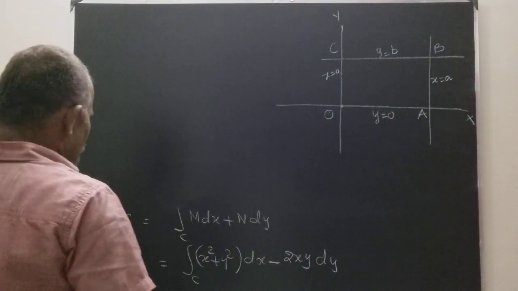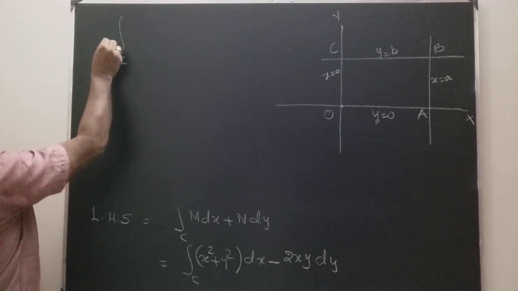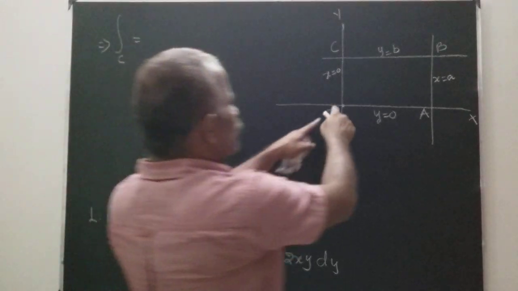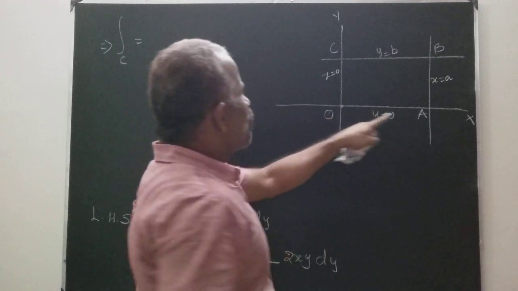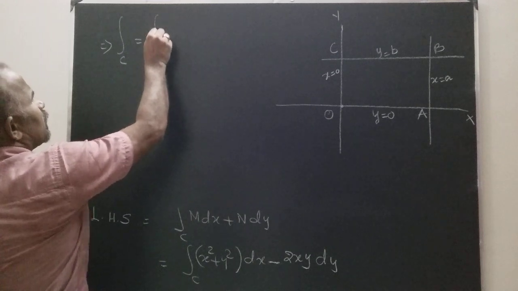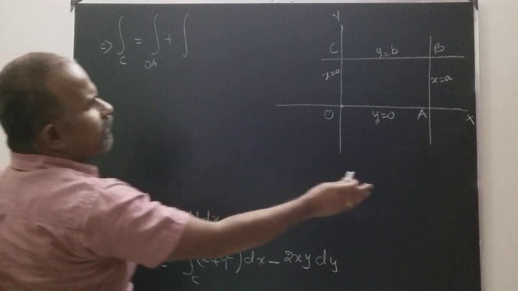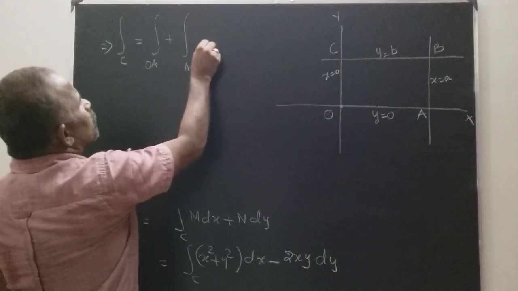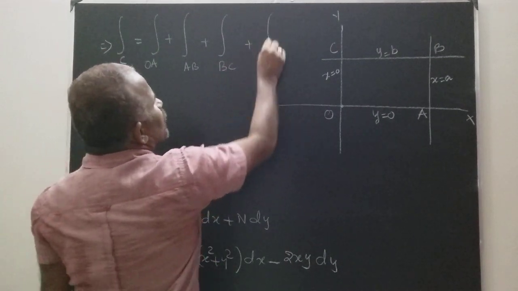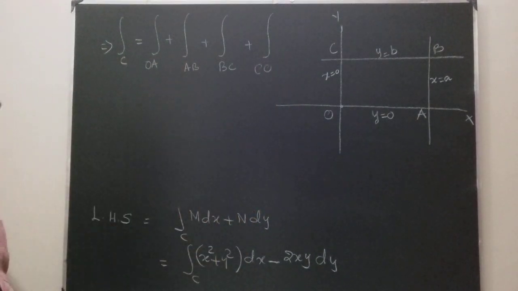This is the rectangle. Now we are going to calculate the integral over the rectangle C, which is a line integral. So we have to find the line integral over the rectangle OA, AB, BC, CO. So this integral is equal to integral along OA plus integral along AB plus integral along BC plus integral along CO. Okay, we have to calculate the line integral.